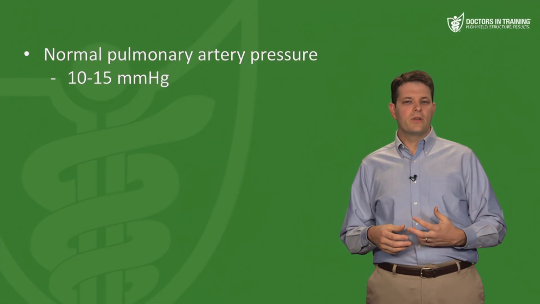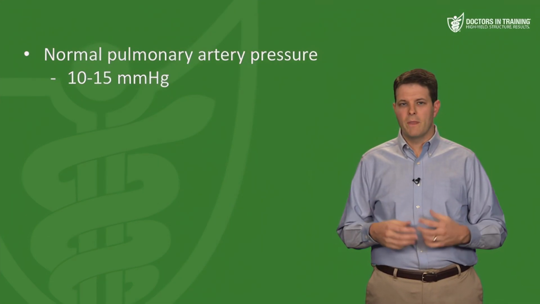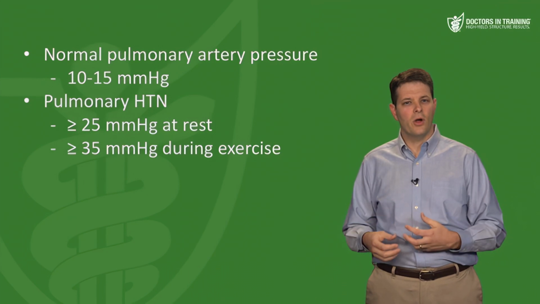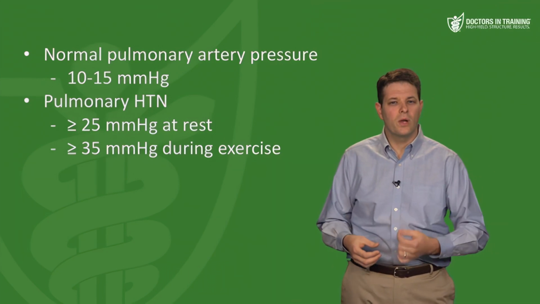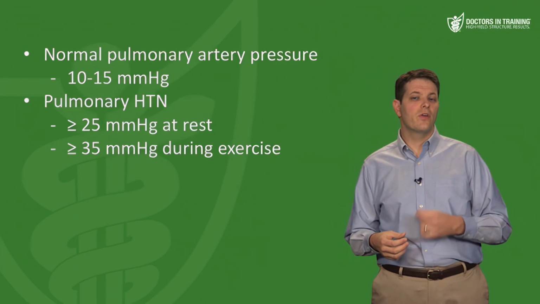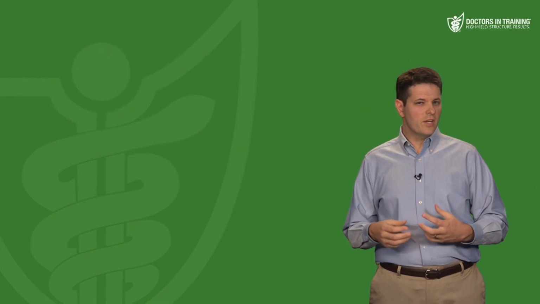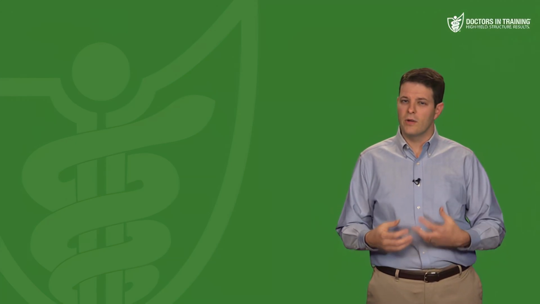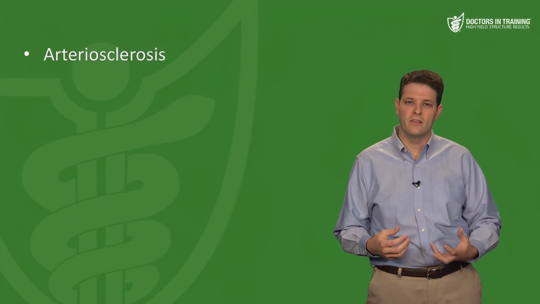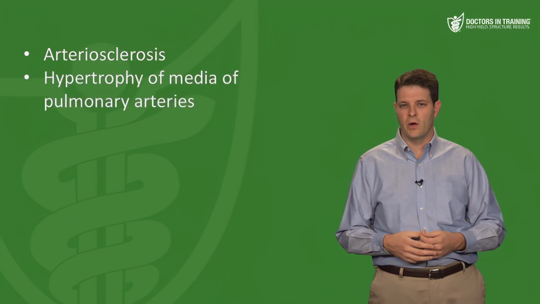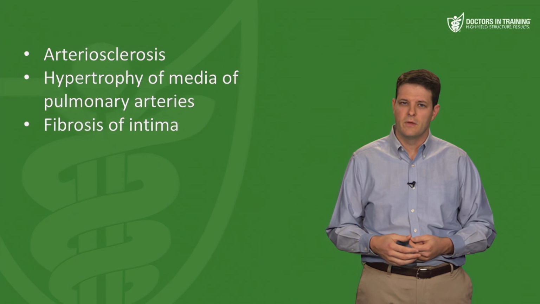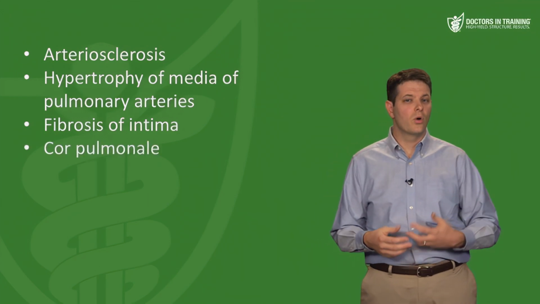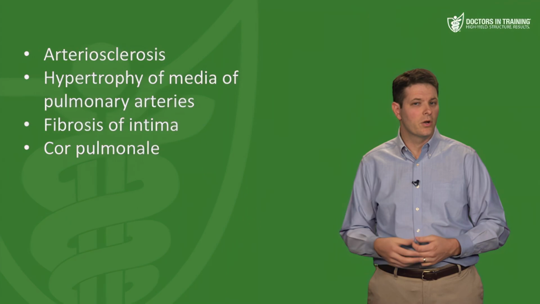Let's go back and talk a little bit more about pulmonary hypertension, which we touched on a moment ago. If the normal pulmonary artery pressure is around 10 to 15 millimeters mercury, pulmonary hypertension is defined as pulmonary artery pressure greater than or equal to 25 at rest or greater than or equal to 35 during exercise. And just like chronic systemic hypertension causes damage to the vessels, pulmonary hypertension will do very much the same thing. You're going to get arteriosclerosis and hypertrophy of the media of the pulmonary arteries and fibrosis of the intima. Pulmonary hypertension can also result in cor pulmonale and right-sided heart failure, as we mentioned earlier.